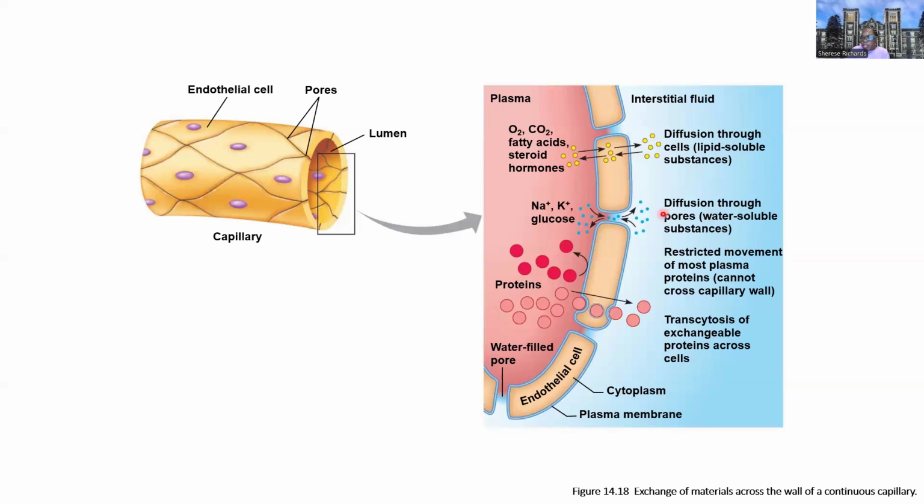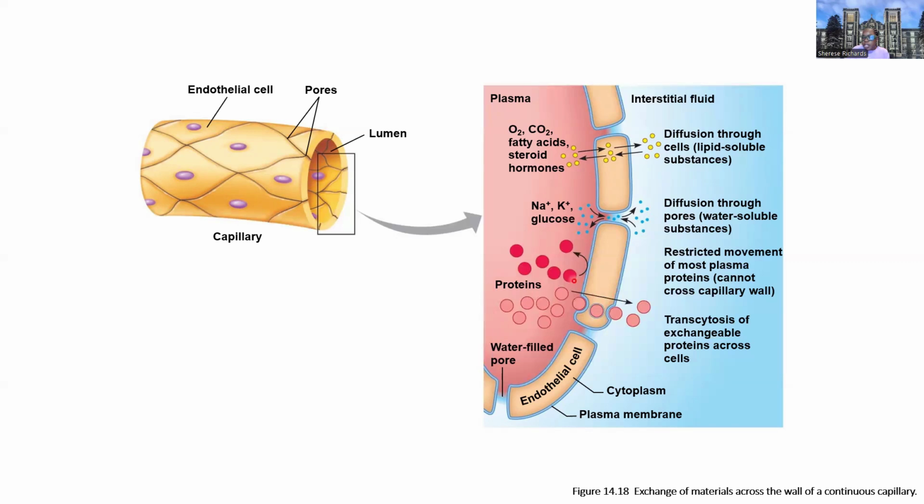Now, facilitated diffusion is going to be for larger substances, like glucose, as well as charged molecules like ions, sodium, potassium. They're going to require some type of help, right? Either a transporter or an ion channel or some type of facilitated carrier in order to get through the endothelial membrane. And this is going to be, again, for water-soluble or lipophobic substances, or large and charged ones.